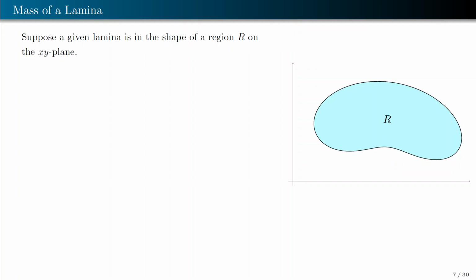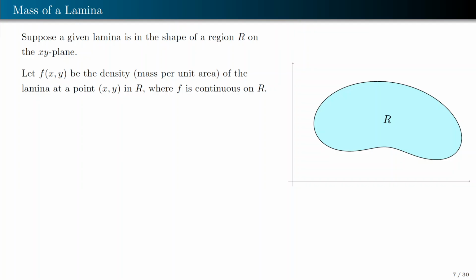So, i-model lang natin using mathematical objects yung mga nangyayari. So, suppose a given lamina is in the shape of a region R in the xy plane. Tapos, let f(x, y) be the density function of this region R. So, mangyayari dito, yung lamina natin, inhomogeneous siya. So, in other words, different points ng lamina, iba-iba yung density. Okay?